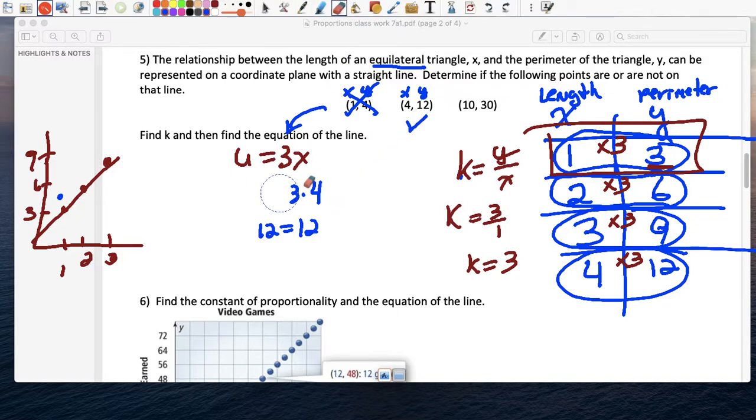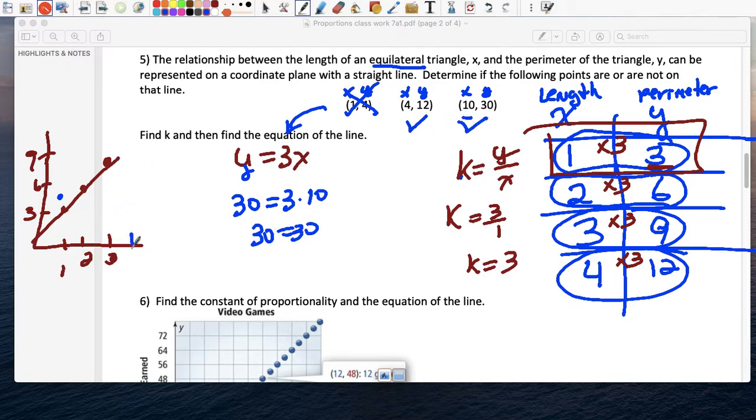What about 10 and 30? 30. And x equals, so again, this is x and this is y. So 30, 3 times 10. Look, left side equals right side. So 30 equals 30. So this would also be on the line.